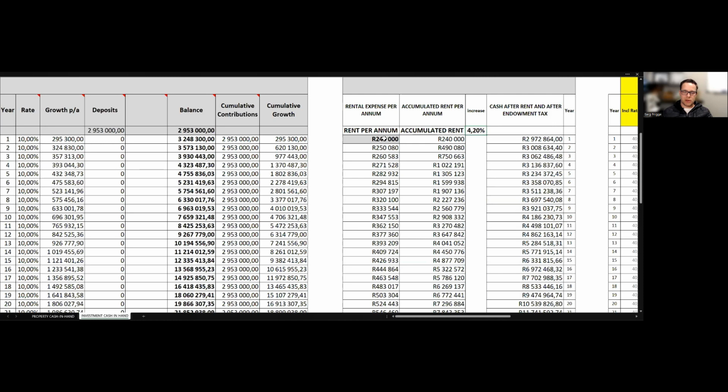The client pays 20,000 Rand per month. If you agree, that's 240,000 Rand per year. You can see it right here. And here on the right-hand side, this column, you can see the accumulated rent.